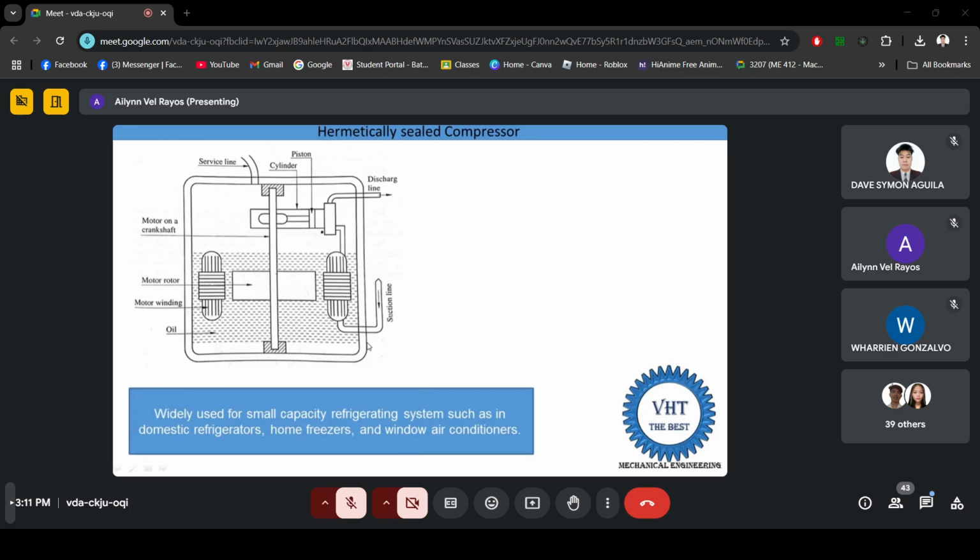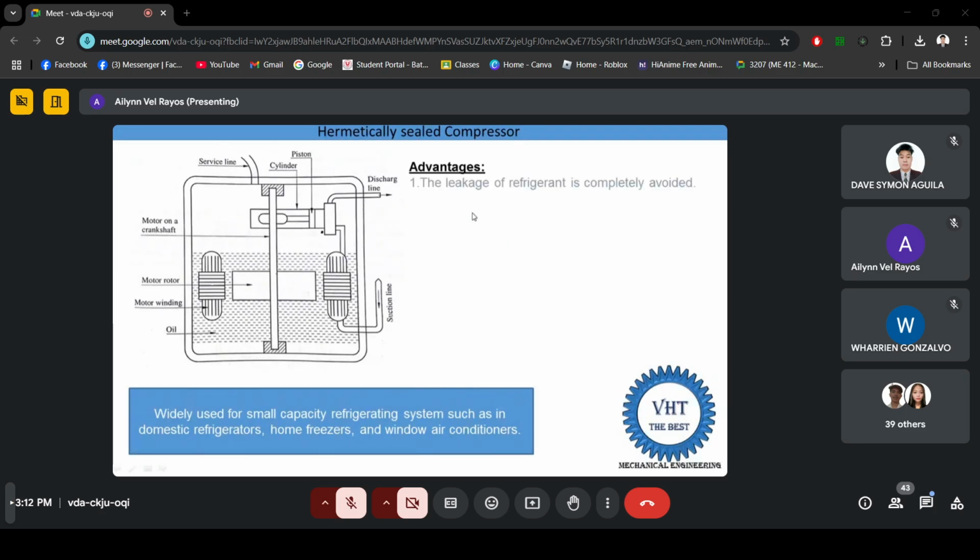Next we see its applications. It is widely used in smaller capacity refrigerating systems, such as domestic refrigerators, home freezers and window air conditioning systems. So at home, in the fridge and AC, this compressor is used, that is a hermetically sealed compressor. The motor and compressor may be reciprocating or rotary.